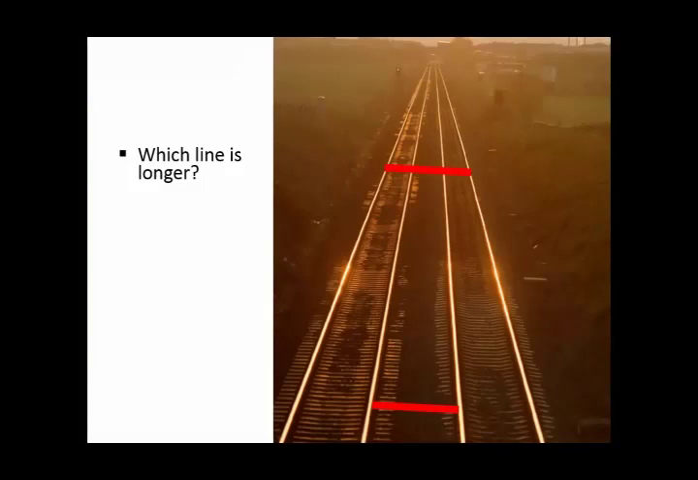Alright, so here we have a perfect example. We have railroad tracks. You know those are parallel, right? So I've got two red bars. Which of the red bars is longer? It looks obviously like the one on the top is longer, right? I mean, you're in a psych class, you know there's a trick, but come on, the one on the top absolutely looks longer than the one on the bottom.